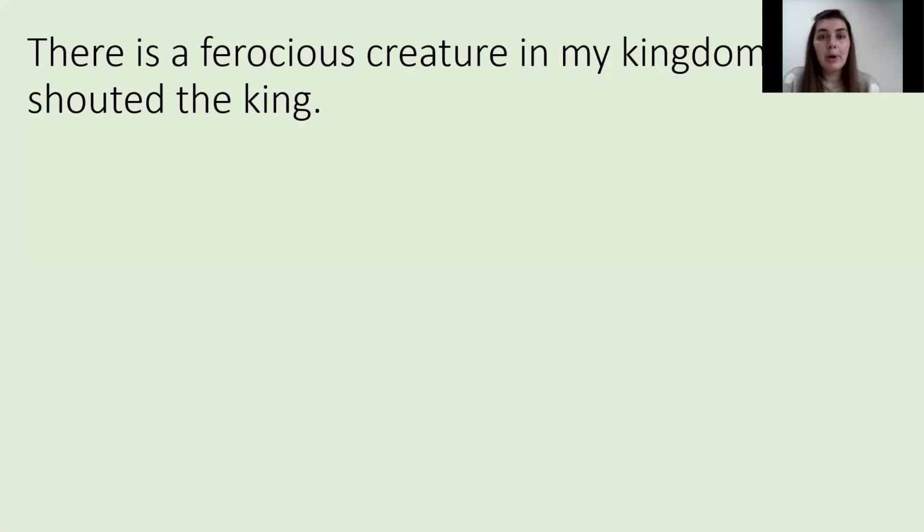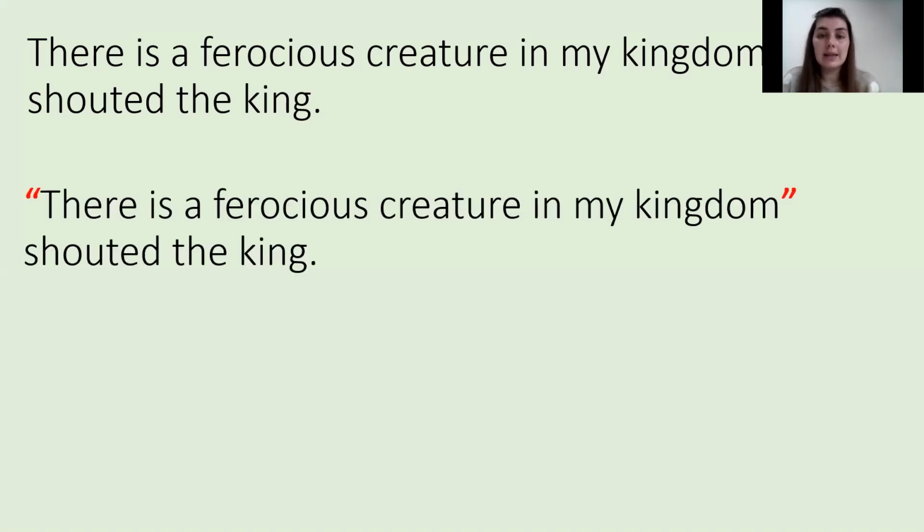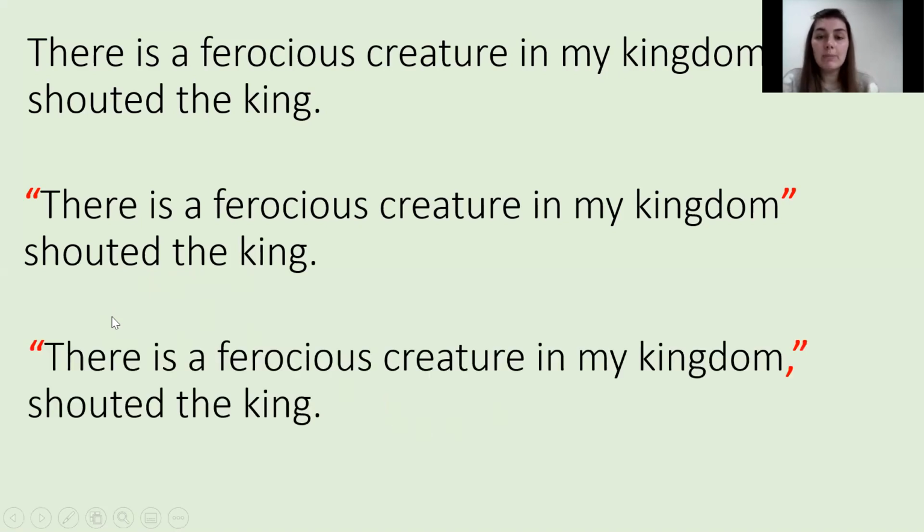Now we're going to look at punctuating some speech. So I have this sentence here: there is a ferocious creature in my kingdom, shouted the king. Now to punctuate this, we need some punctuation called inverted commas or speech marks, and they look like this, and the speech goes inside them. Now I've got this extra bit here that says shouted the king. This is known as a reporting clause, and all it does is tell the reader who is speaking. But when we use this, we must include a comma inside the inverted commas or speech marks.